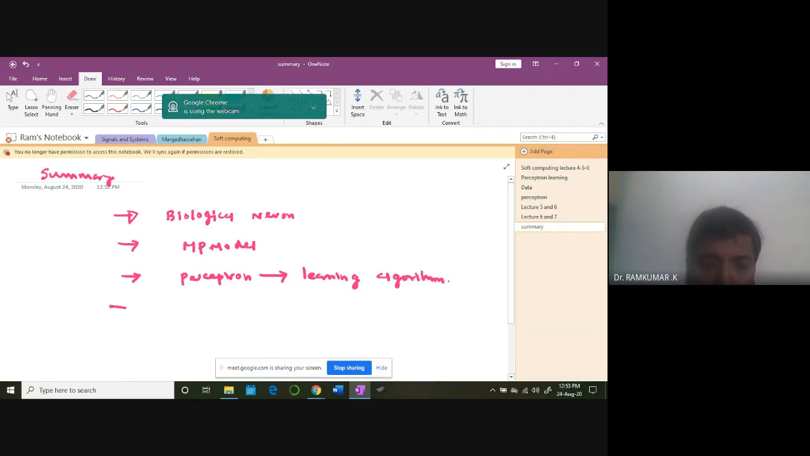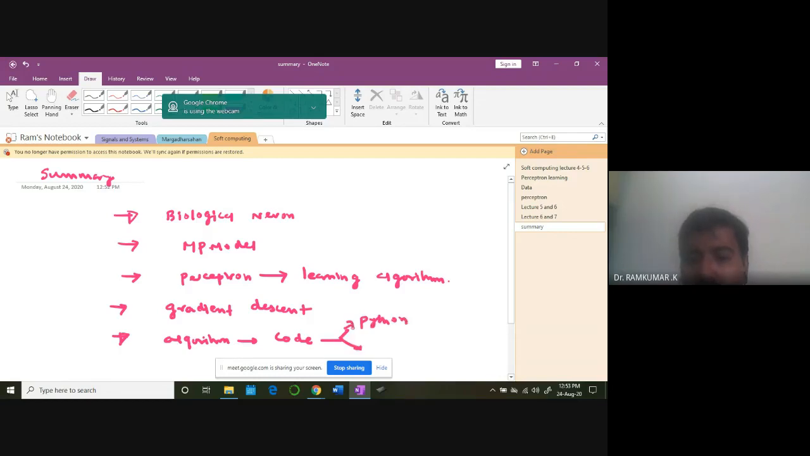Okay. And then we have an idea, a notion about gradient descent, how it works. Now we are in a position to write an algorithm as well as code. It may be in Python or MATLAB or any other software you are interested in, C, C++. You can write it. That's the basic idea.